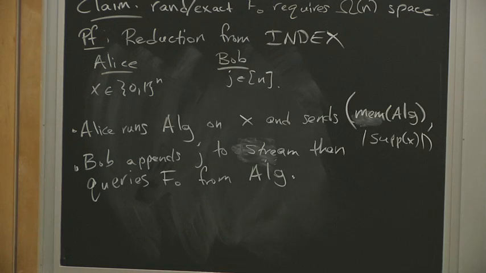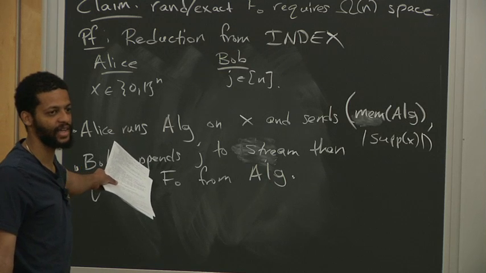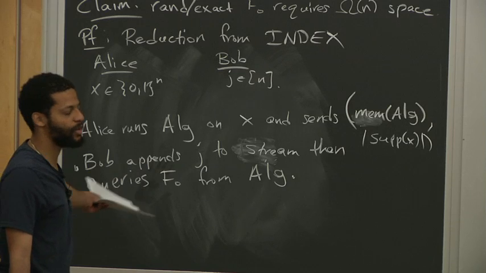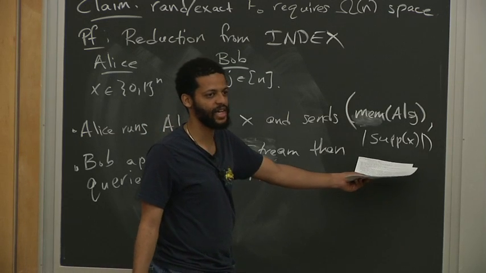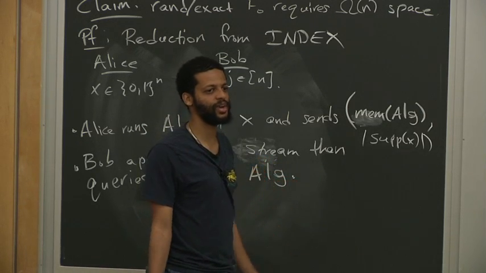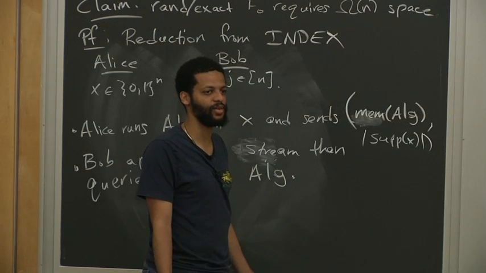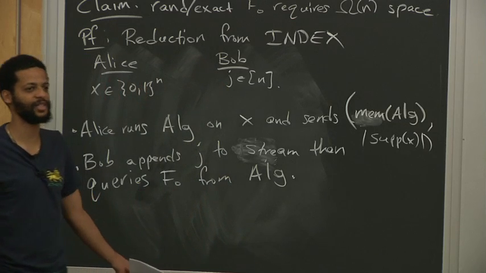So what happens? Well, if j was already in the stream because x_j was 1, then F0 doesn't change. He knows the support size because Alice sent him the support size. So he just checks whether or not F0 increased from the support size. If it increased, that means x_j was 0. If it didn't increase, that means x_j was 1. QED, that's the whole proof.